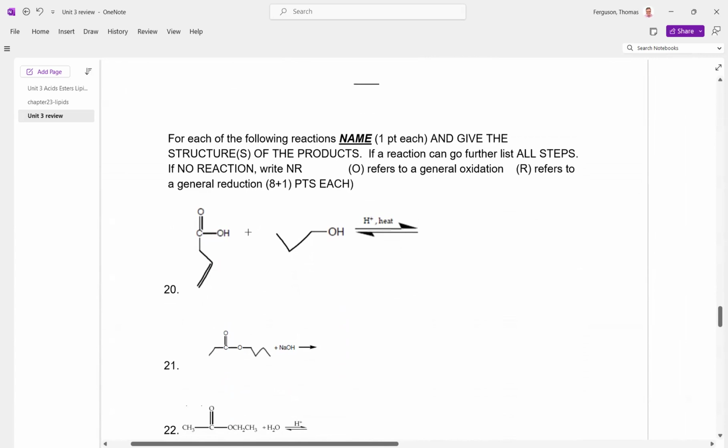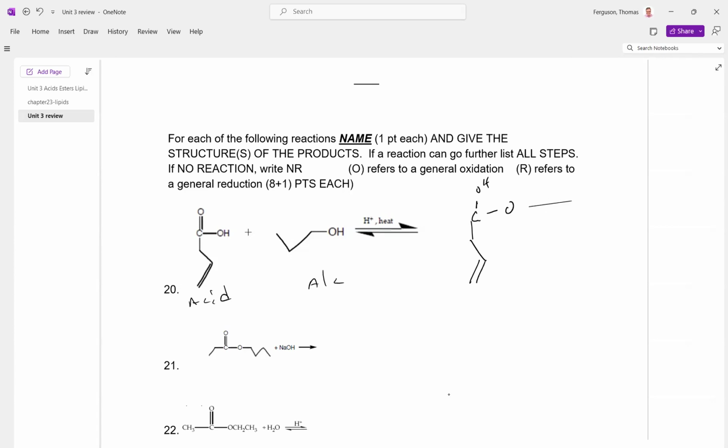Okay, so we've got an acid and an alcohol. One of the ways you form an ester is with an alcohol and an acid. So that means this is going to be a slow reaction because it's the slowest one. It'll still form an ester though. So what you're going to end up with is that. So here's the alcohol.